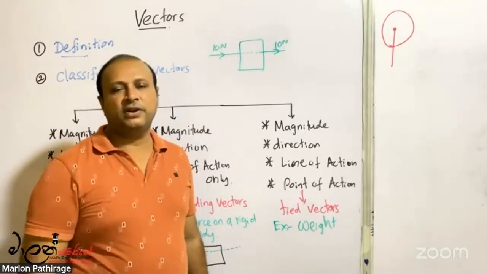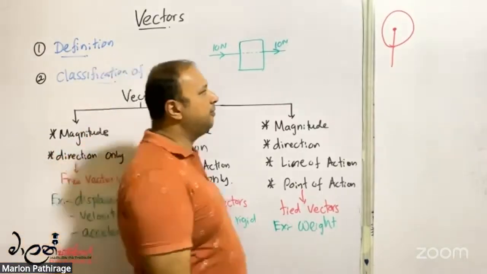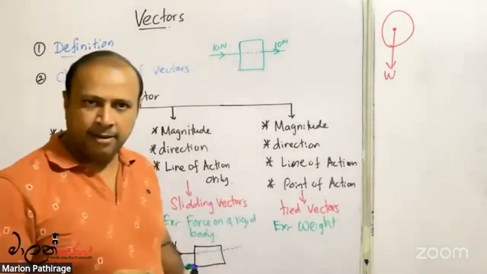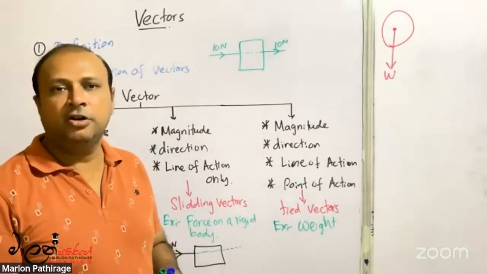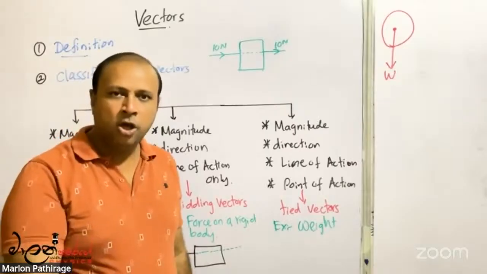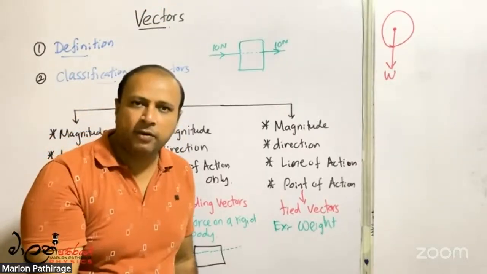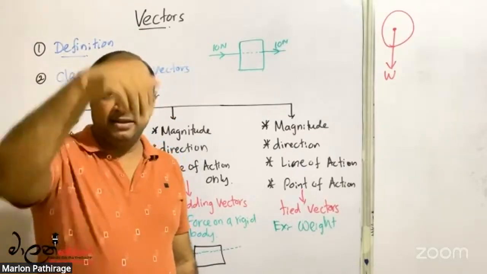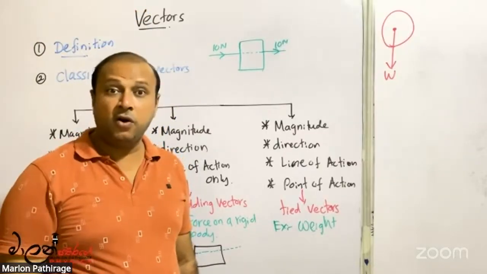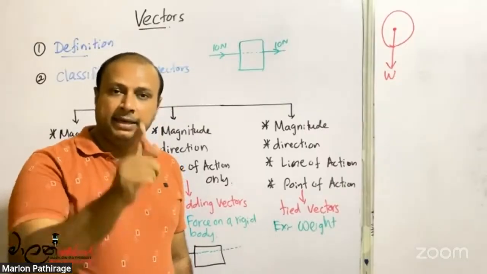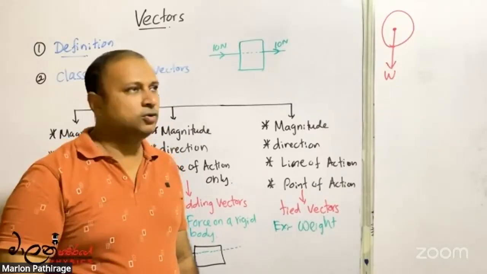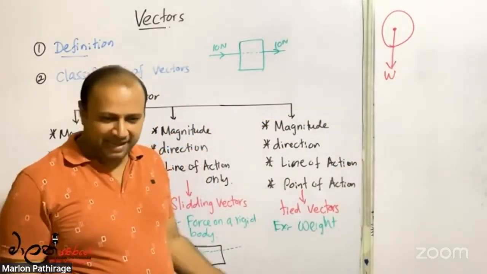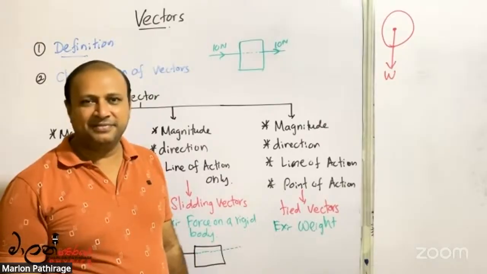The center of gravity of the object. Therefore, it has a point of action, and weight is always in the vertically downward direction. Therefore, it has a specific line of action too, as well as direction and magnitude.